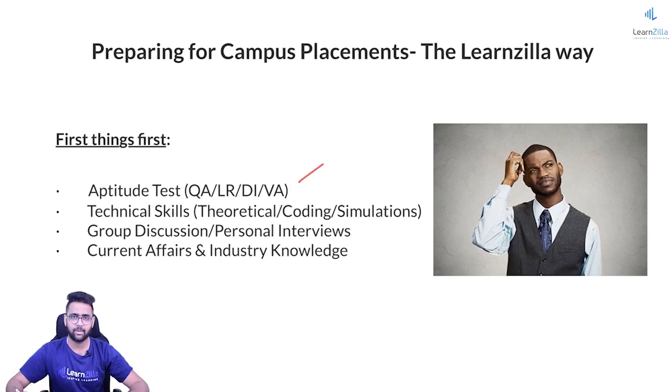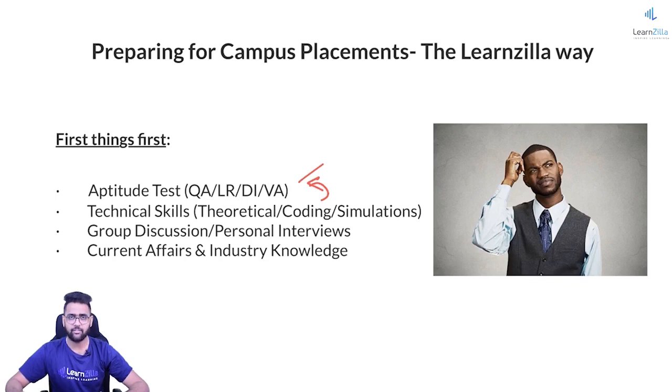An aptitude test generally comprises quantitative ability, logical reasoning, data interpretation, and verbal ability. So 4 sections is what any aptitude test typically comprises. There can be some exceptional cases where other sections are also added, but on the aptitude side, these 4 sections are what you generally come across. Technical skills: when you're applying for a specific company for a specific profile, you might have profile-based questions, coding, or a simulation if it's a core company. If it's a software company, you generally have a coding round. This can sometimes be part of your aptitude paper too.